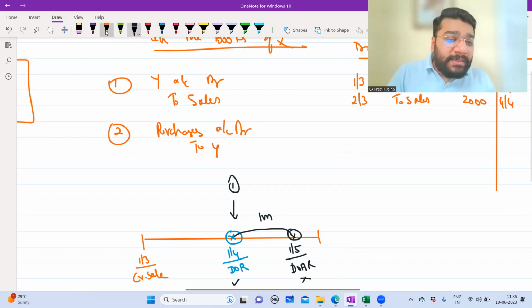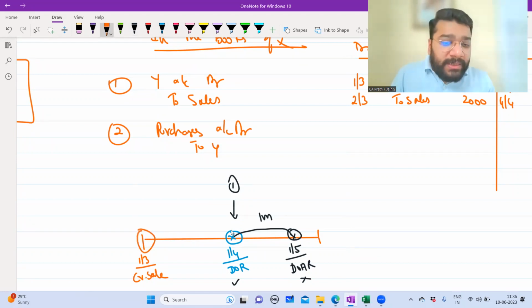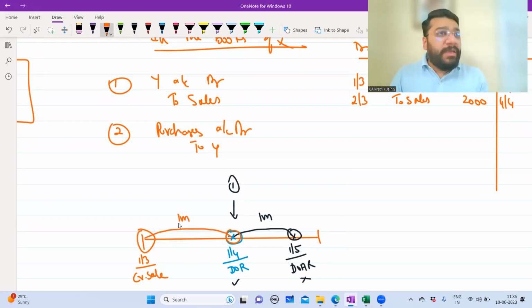Guys, originally what is agreed? This is the sale date, and this is the agreed due date. Here there is a time gap of 1 month given. So this 1 month is a benefit given to whom? It is a benefit given to the buyer. He is getting a benefit of paying the price of goods 1 month later. So this is an agreed benefit. When I made the sale, this benefit of 1 month to Y was agreed.